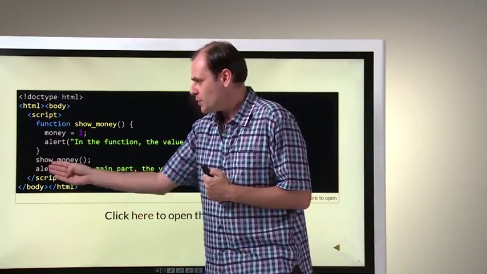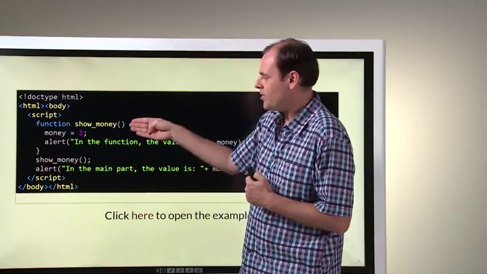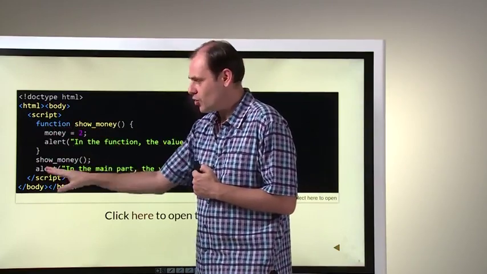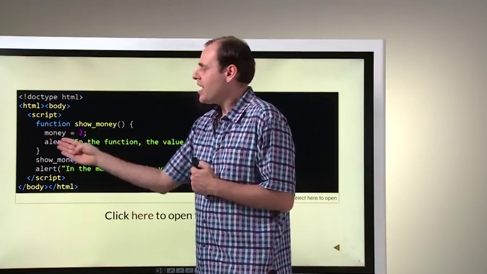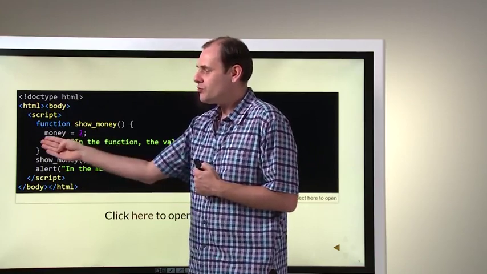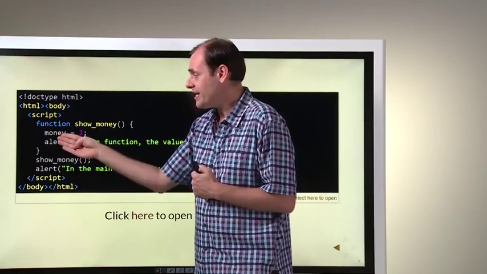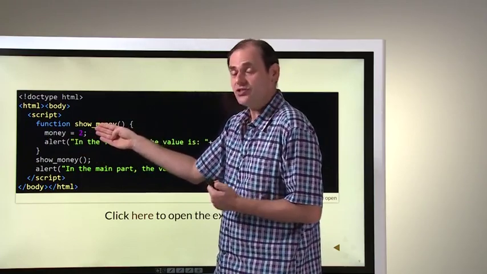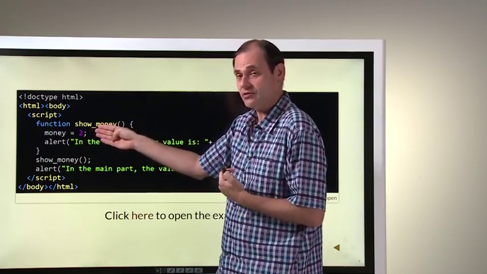First thing we do is we run that function, show money. Up here we have show money. It hasn't got any var money. There's nowhere there's any var money. It just says money. Now, JavaScript does make a variable called money. If you simply use a variable and it hasn't been created, JavaScript automatically creates it.